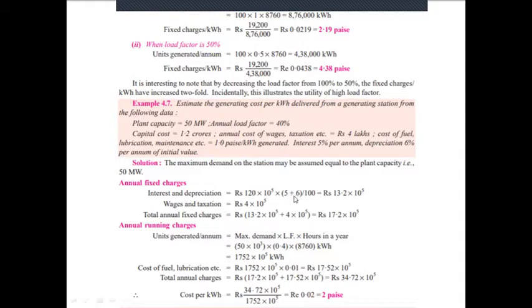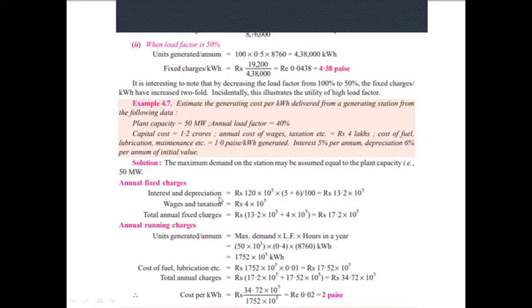Plus 6% is depreciation. So together we have done here: interest and depreciation, 5% and 6% of the initial capital cost of the plant. Anyway, this value is common for both, so it has been taken out, and this is because percentage is divided by 100. So you will get rupees 13.2 into 10 to the power 5 as interest and depreciation charges.